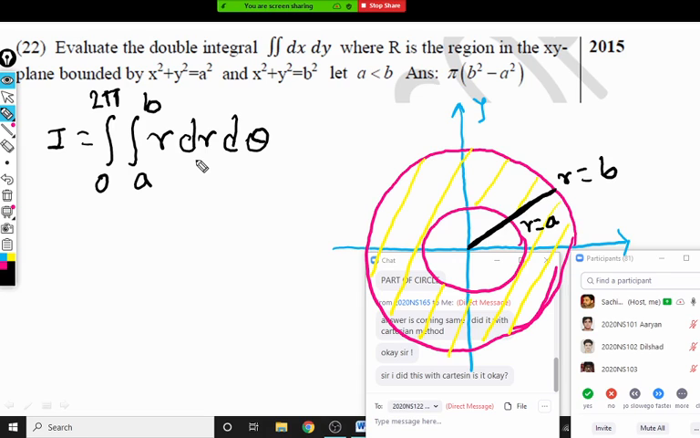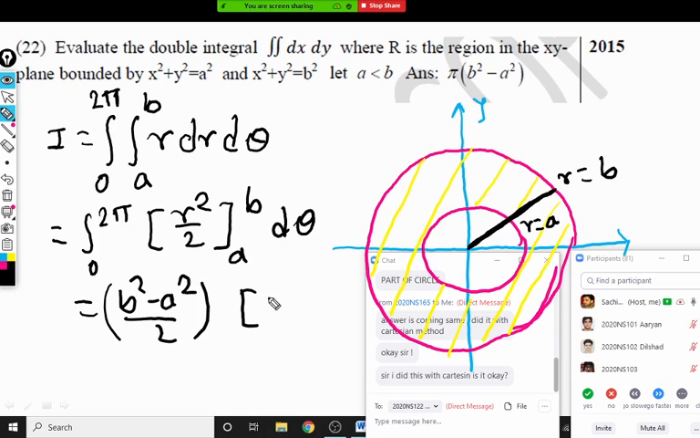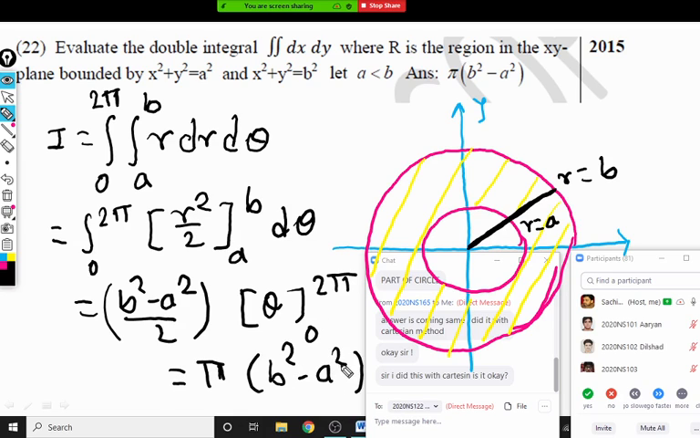Integrate with r. Sir, r square by 2. Okay, that's r square by 2, and the limits are a to b: upper limit is b and lower limit is a. So it is b square minus a square upon 2. And integration of d theta is theta. You got the required answer, pi b square minus a square. That's one. Got it?